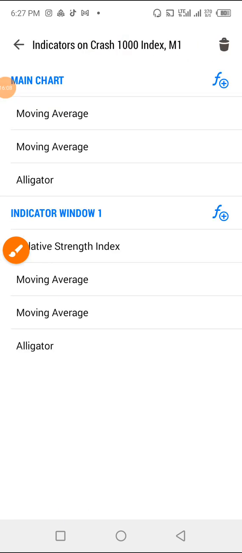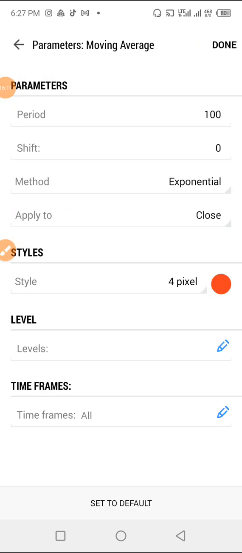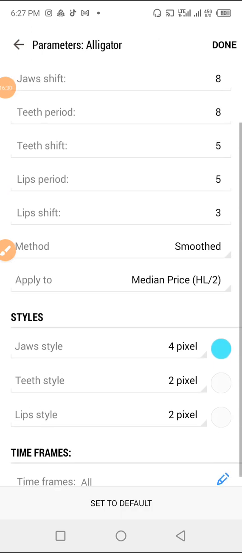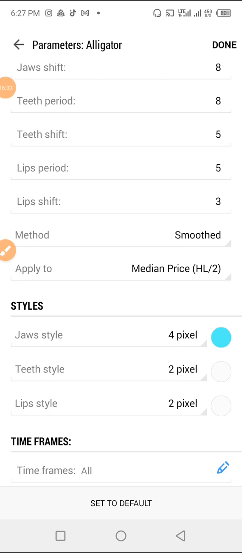So now when you click there, please, you are going to screenshot window 1. You see, the first should be 100 moving average, method exponential, 4 pixel. That is the second indicator, period 50. Can you see it? Green. And then the alligator. This is the setup. Make sure you are using your default settings. Then the teeth style should be in your background color. The lip style should be in your background color. Only the jaw.